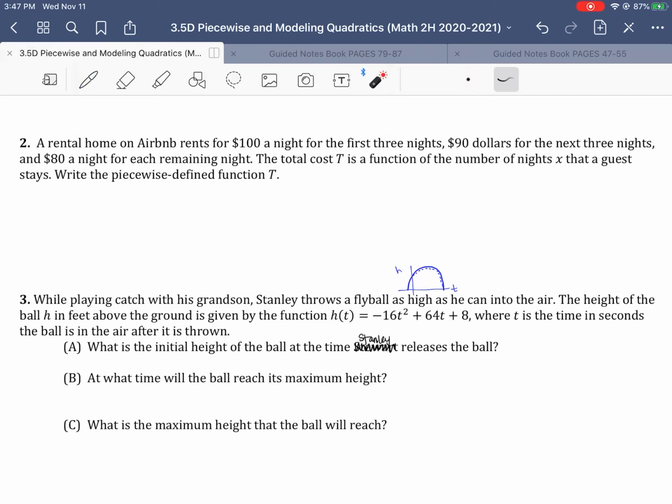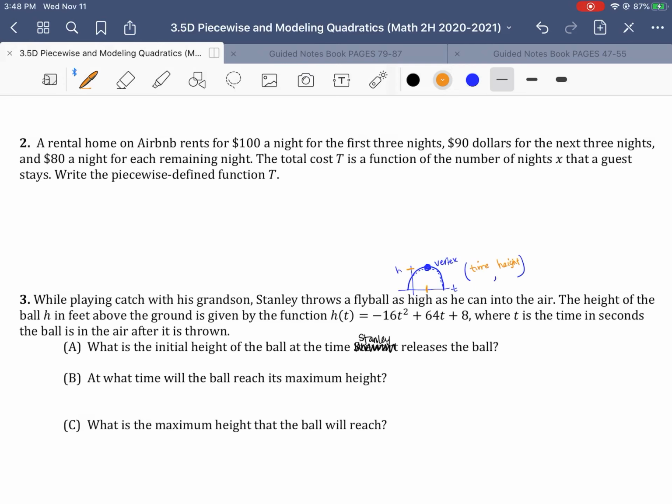Now, part A is going to ask us, what is the initial height of the ball at the time Stanley releases the ball? So this is initial height. Then, at what time will the ball reach its maximum height? Again, it's asking what time are we going to hit a maximum. Then it says, what is that maximum height? The biggest thing with quadratics, when you see the word maximum, remember we practiced finding this, is that the maximum is related to the vertex. Every time we calculate a time, at what time does it hit a certain height, the y value represents that maximum height.